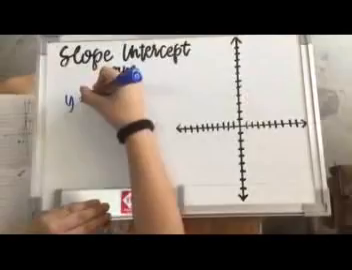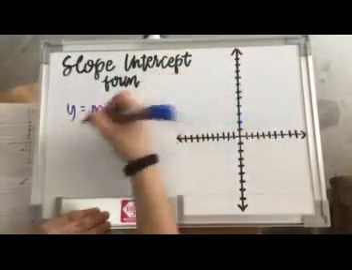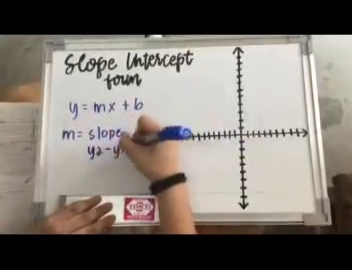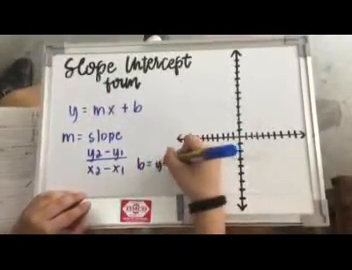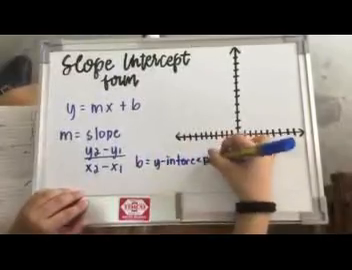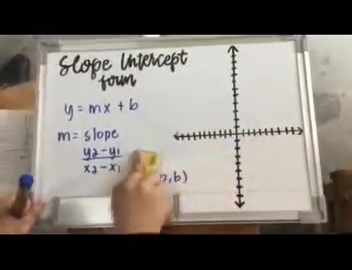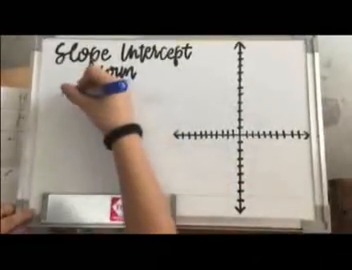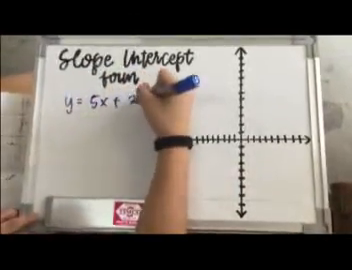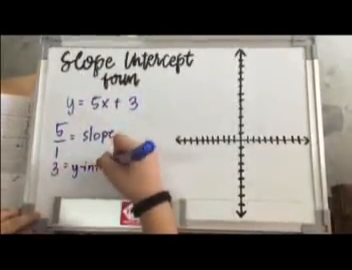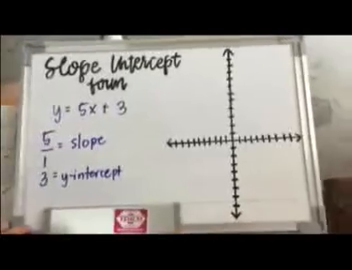Let's start with slope-intercept form. The formula for slope-intercept is y is equal to mx plus b, where m is the slope and b is the y-intercept. If we need to find the slope, the formula is m is equal to y sub 2 minus y sub 1 over x sub 2 minus x sub 1.